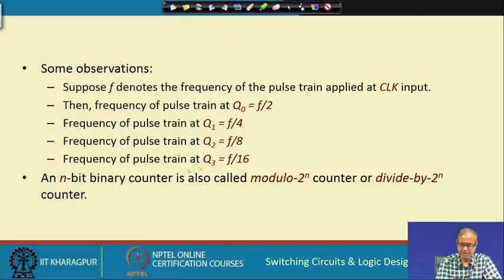So, an n bit binary counter in general, this was a 4 bit counter, you divide by 16. So, for an n bit counter, you can divide by 2 to the power n, and such a counter is called a modulo 2 to the power n counter.